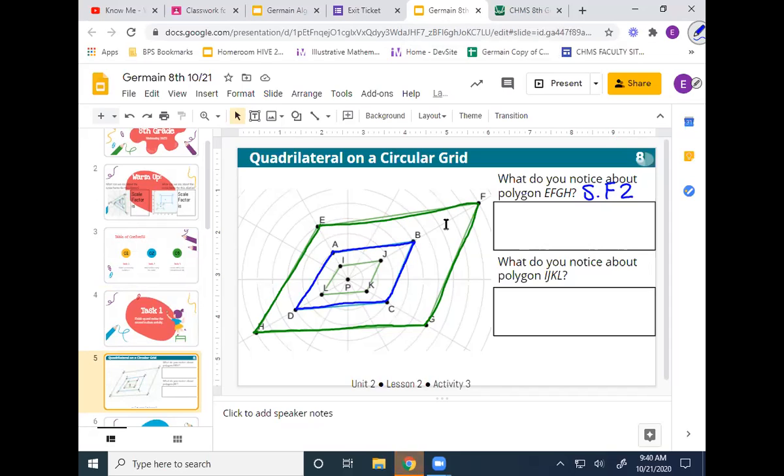So what did we notice when we multiplied by a scale factor of 2? What did we notice happened to our shape when we did that? The shape got bigger. Very good. So what you noticed about polygon EFGH was that it got bigger.